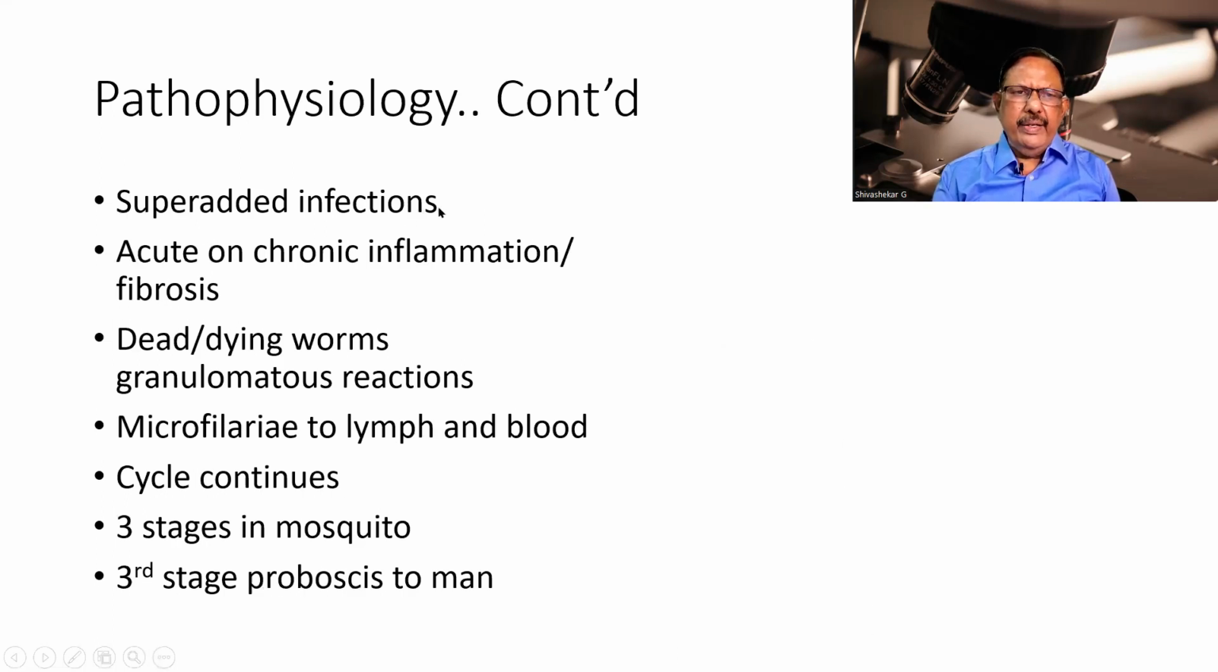Sometimes there can be superadded infections. Acute and chronic inflammation can happen. The dead or the dying worms can lead to a granulomatous reaction. Microfilariae, what will happen is they get settled in the perinodal lymphatics. That is why in the picture that we had seen, it is almost outside the lymph node, but still within it. It is the perinodal or the subsinusoidal spaces, the lymphatics, where it is. And the cycle continues to the third stage. It goes to man.